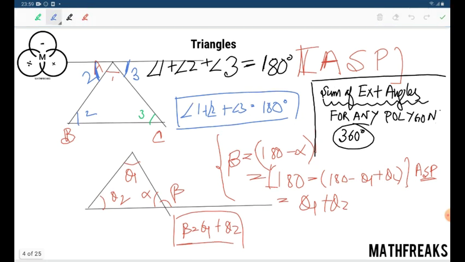Which angles are the exterior angles? This angle, and this angle, and this angle, and this angle are the exterior angles.